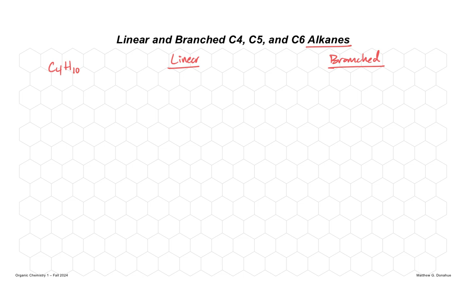C4H10, if it's linear, all the carbons are just bonded in a line. And so that's butane. We would say the methyl groups are primary, the methylene groups are secondary. So that counts for both C and H. They overlap in that regard.